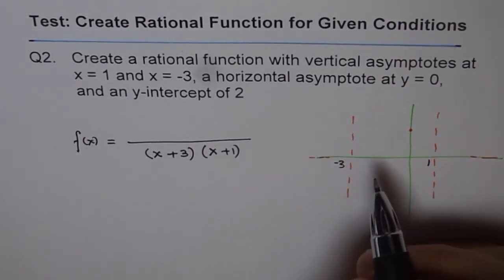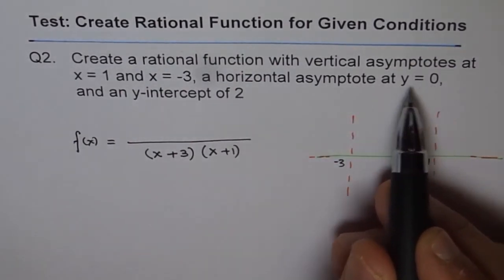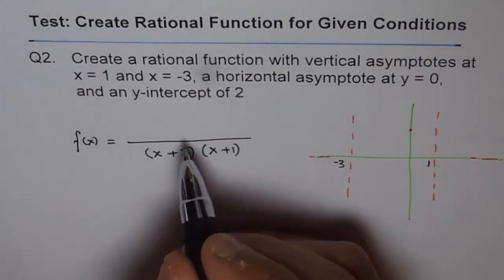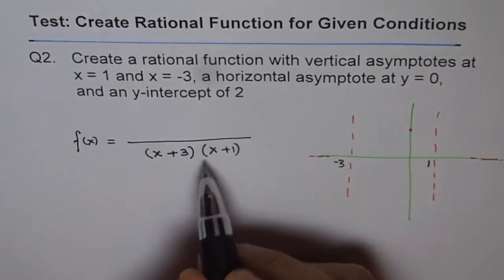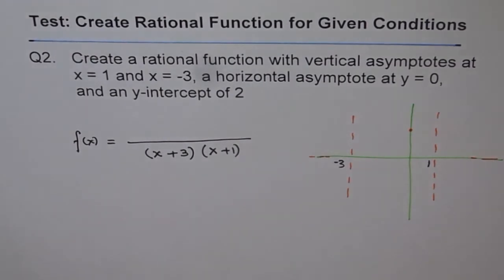And now another condition which we have is a horizontal asymptote at y equals 0. For this condition, my numerator degree should be less than 2, since when I multiply these two factors, I get x squared. So my numerator could be x or even a constant.